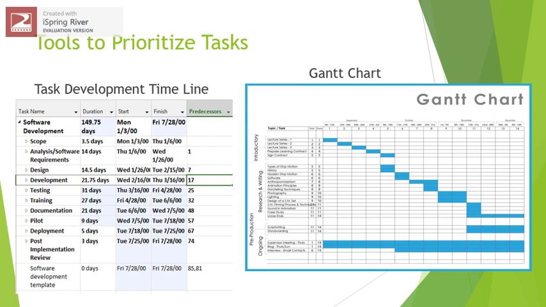A Gantt chart ultimately does the same job that a task development timeline does, except that a Gantt chart uses lines to depict the time frame for a task and the progress towards completing a task. Both of these tools encompass rows that represent the tasks that need to be completed and columns that represent the periods of time. In the picture above are examples of a task development timeline and a Gantt chart.